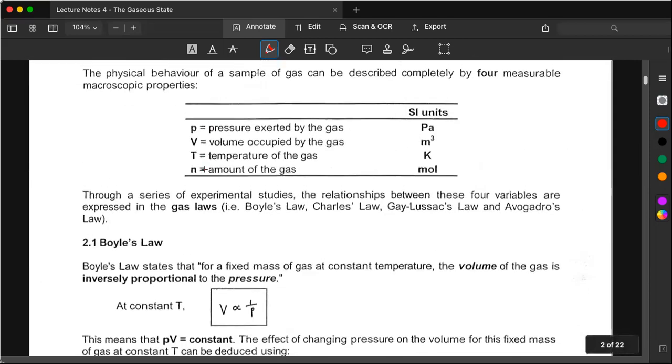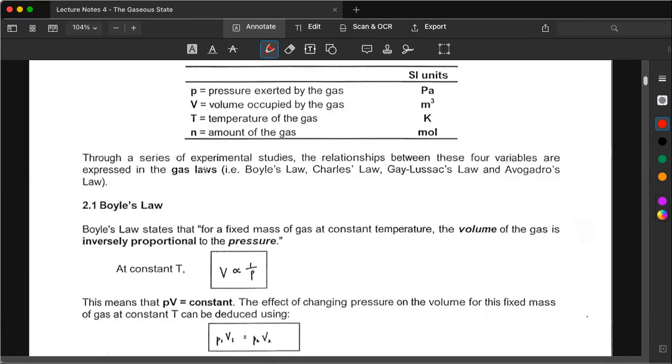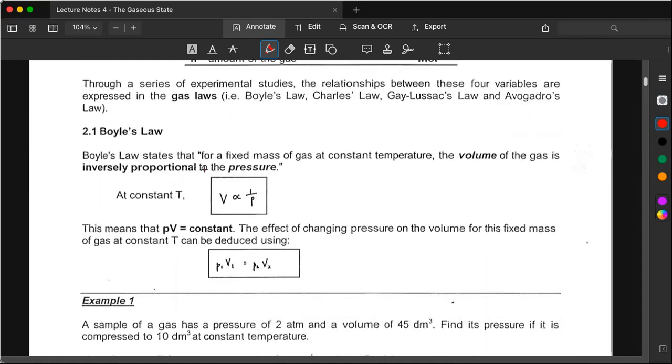So the physical properties or the behavior of a sample of gas can be described completely by four measurable macroscopic properties, namely pressure, volume, temperature, and amount of gas in terms of moles. Through a series of experimental studies, the relationship between these four variables are expressed in the gas laws like Boyle's Law, Charles' Law, etc.